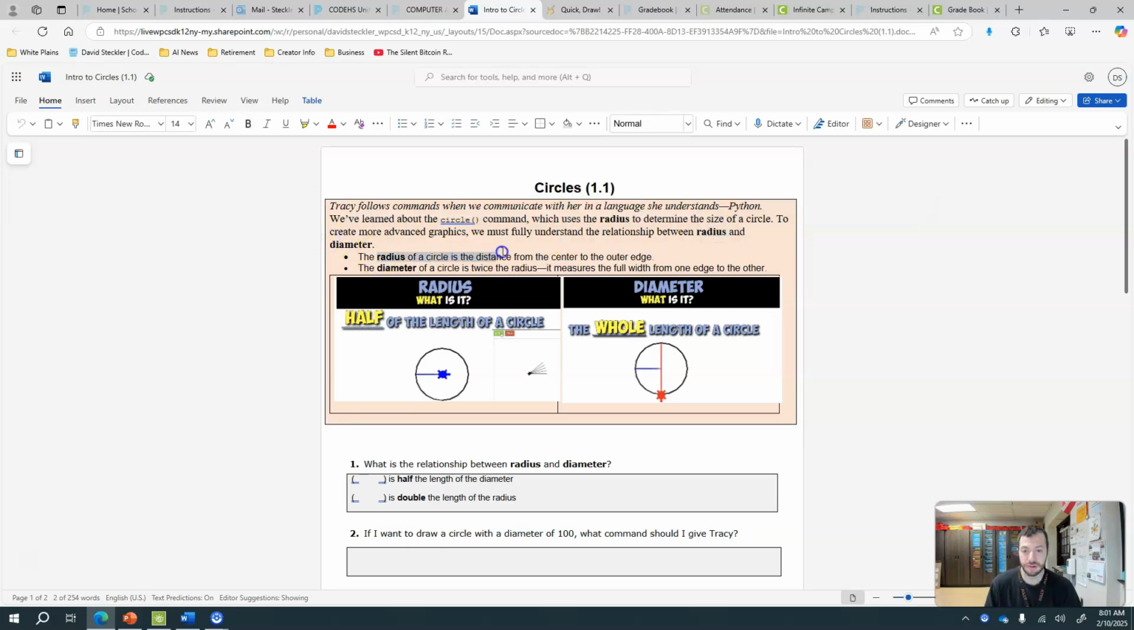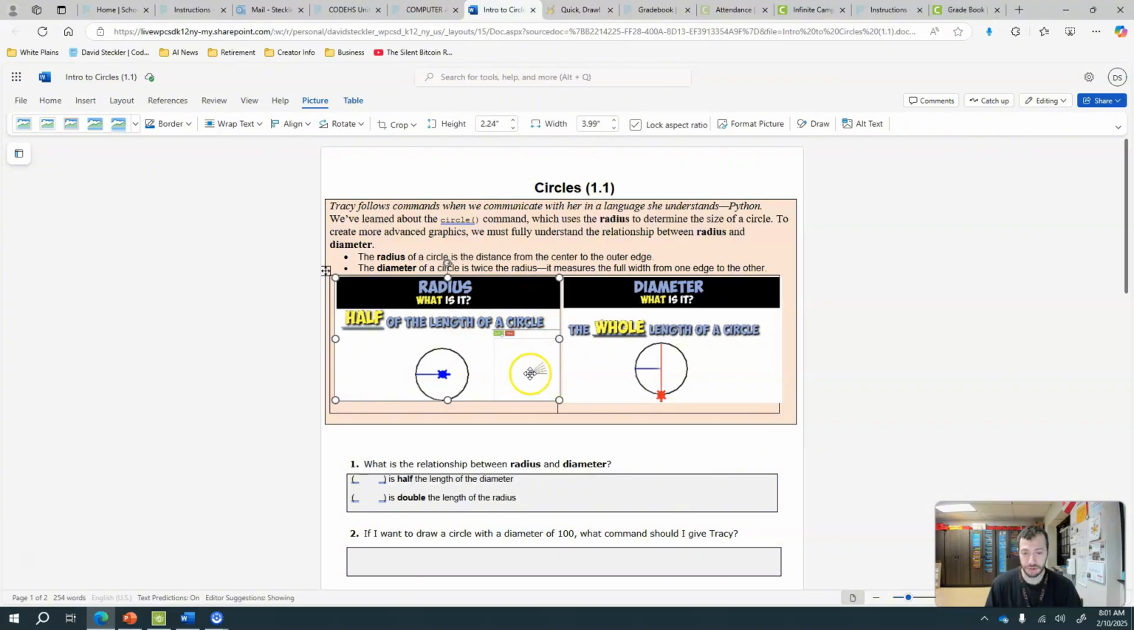The radius of a circle is the distance from its center to the outer edge. We can see from this image, Tracy is in the middle, and the distance from the outer edge to the middle is called the radius. That is half of the length of the circle. You can see the little spokes, all of those are a radius.